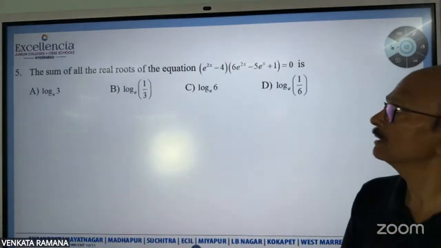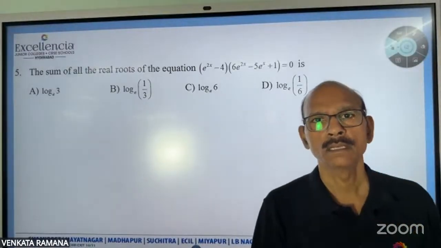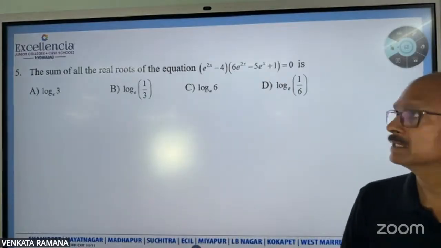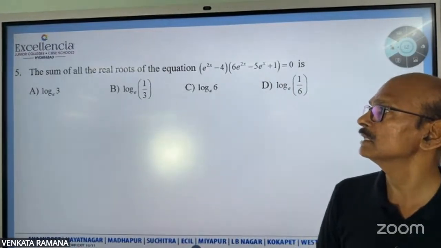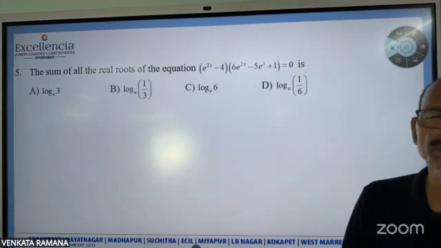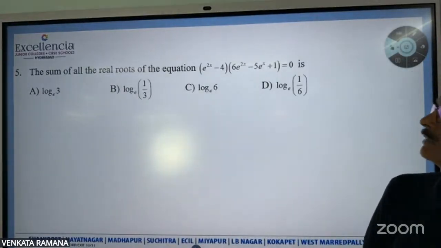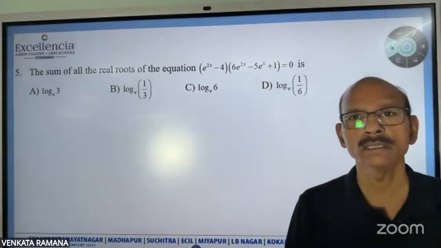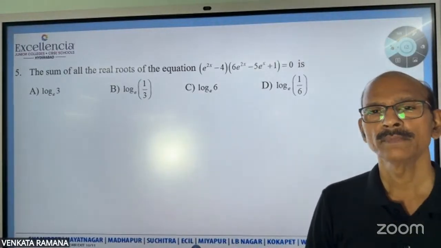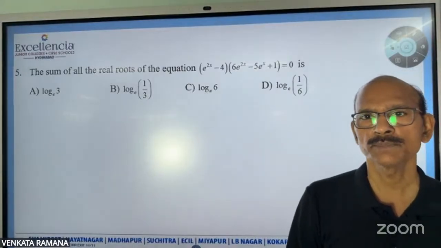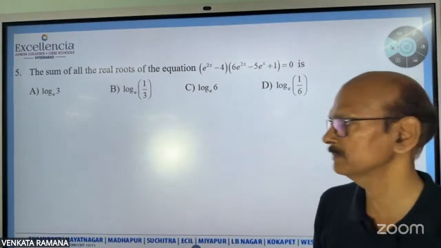So if you see the next question, listen students here. This question is concerned to this one like this. The sum of all the real roots of the equation e power 2x minus 4, 6 into e power 2x minus 5 into e power x plus 1 equals 0. You students can easily guess this question. We can consider the substitution e power x equals t.